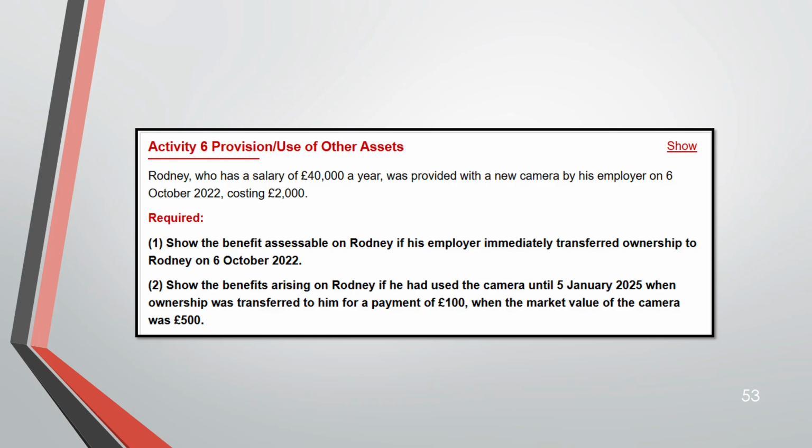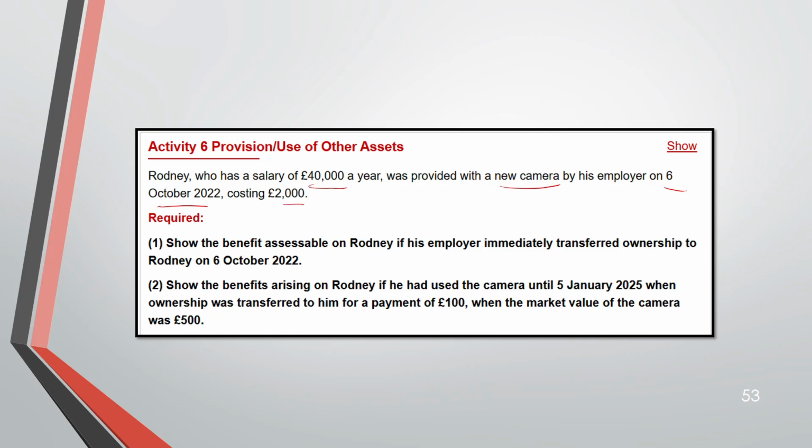Now, use of assets is also another very popular benefit which often appears for your tax. So be prepared for this area as well. So Rodney is having a salary 40, is being provided with a new camera by his employer. Remember, this is not a motor vehicle, this is not a computer, it's a new camera. So it will fall in the first one, higher of the two things. When on 6th October 2022, costing 2,000.